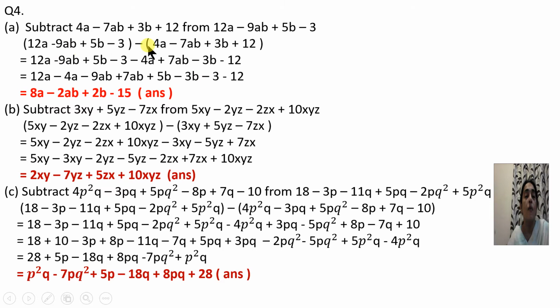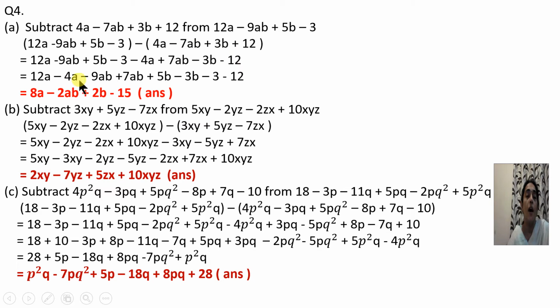Now when I am removing the bracket, as there is a negative sign outside the bracket, the signs of all the terms will change. 4a is positive, it becomes minus 4a. This was negative, it became plus 7a. This was positive, it became minus 3b. And this was positive, this also became minus 12.